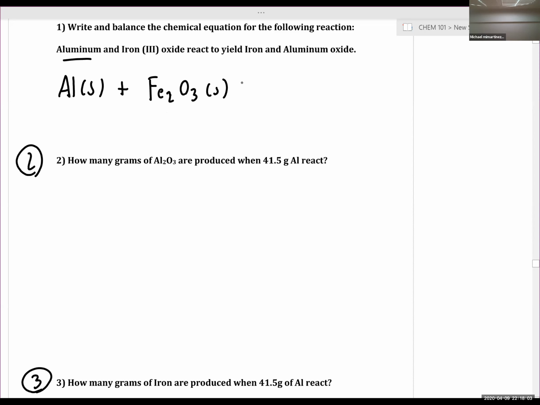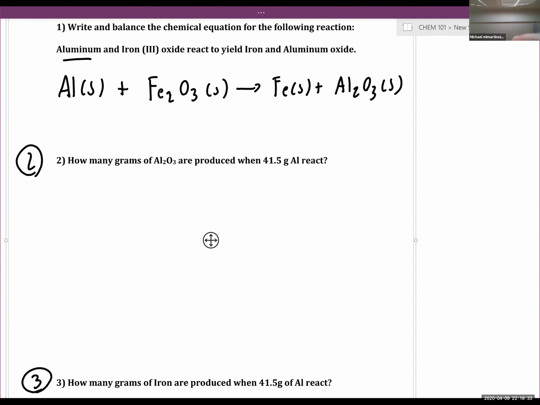Okay, continuing on. Iron is just Fe solid, and for aluminum oxide, we have Al3 plus and O2 minus. We cross our charges, and this gives us Al2O3 solid. Okay, now my question to all of you is, is this equation balanced as written? Is this equation balanced? No, of course not. We have different numbers of aluminum and iron.